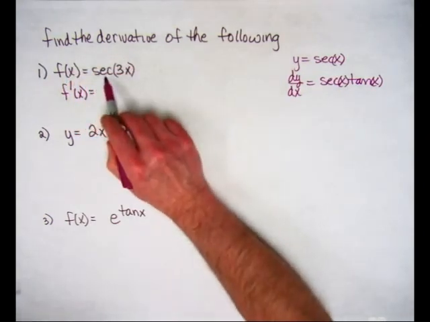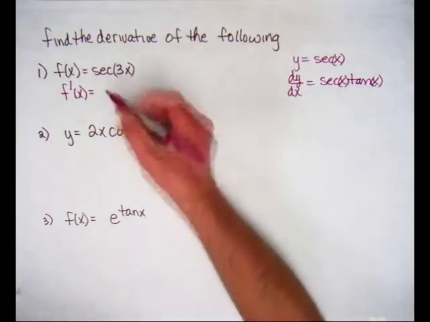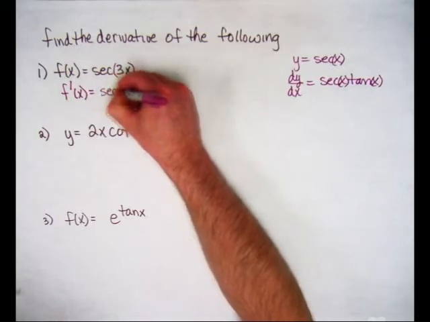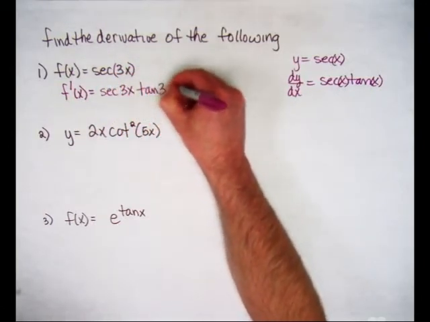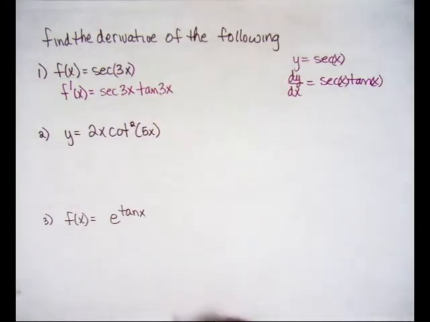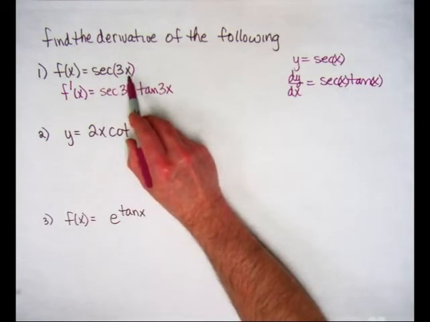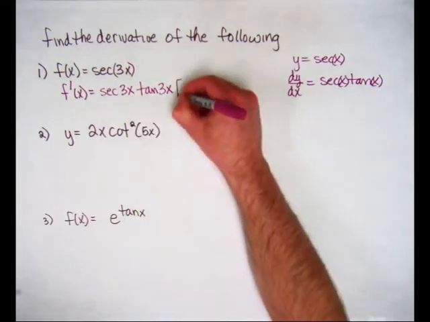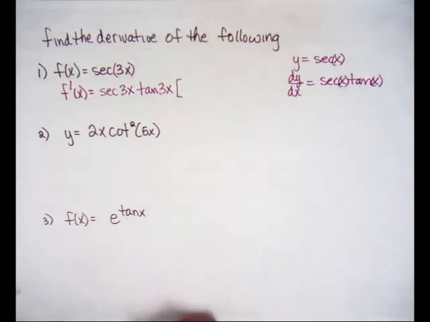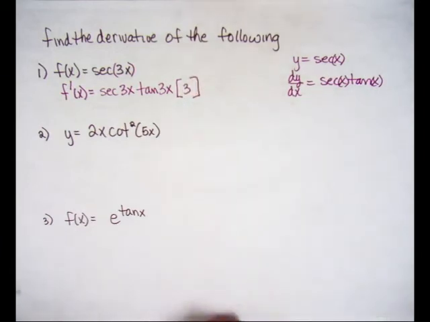And because you have secant, we would use this rule right here. And whatever is the argument just stays there. So this would be secant 3x times tan 3x. I think that's the most important thing that you realize, is that it doesn't matter what's inside the argument, it stays in your derivative. But you then have to multiply the entire function by the derivative of the argument. So in this case, that would just be times 3 because of the 3x.